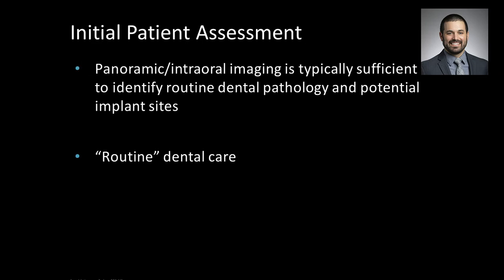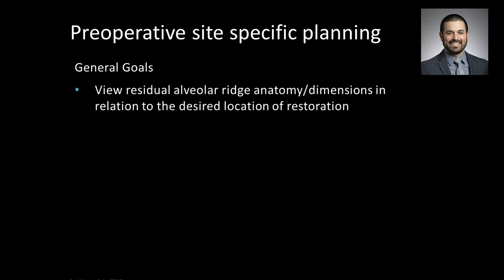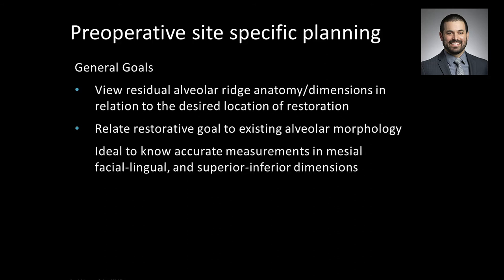So after this, you've taken care of your dental disease and you've identified edentulous sites where implants might be an option. The general goals for our preoperative site-specific planning stage, which is where we are, is we need to see the ridge anatomic dimensions in relation to the desired location of the restoration, and relate that restorative goal to the alveolar morphology. Okay, so it's ideal to know a bunch of measurements: mesial, distal, facial, lingual, superior, inferior. We can get all that with 3D imaging and/or clinical information.